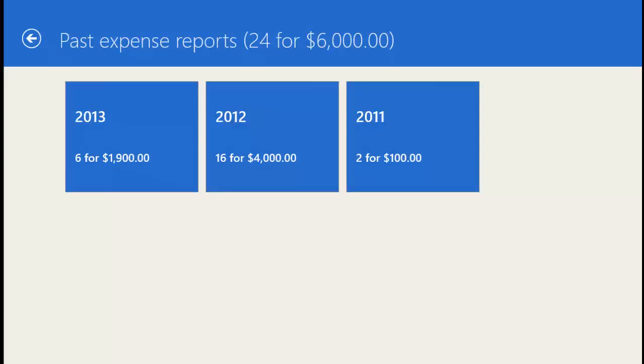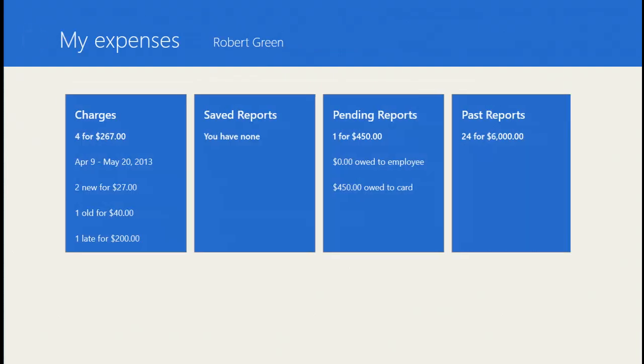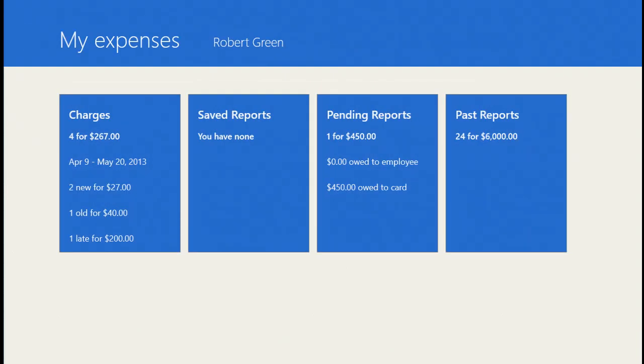What I did in the expenses app, on the main screen, when you first come into this app, what I decided is I wanted this app to help you. So I wanted this app to give you information. So when you start the app, the first thing you see is a summary. You see the number of outstanding charges that you haven't expensed yet.